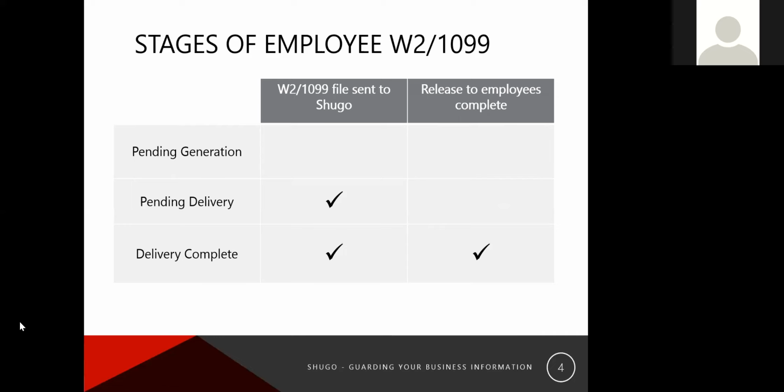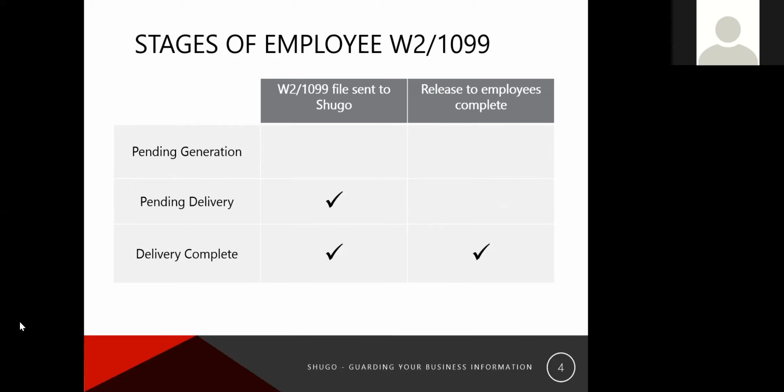Now, you may have clients that are in different stages. So client A could be in pending delivery, client B could be in pending generation, and that's because you generated client A's W-2s and 1099s out of your payroll platform, but client B you haven't yet. So remember, these stages are client specific: pending generation, pending delivery, and delivery complete.